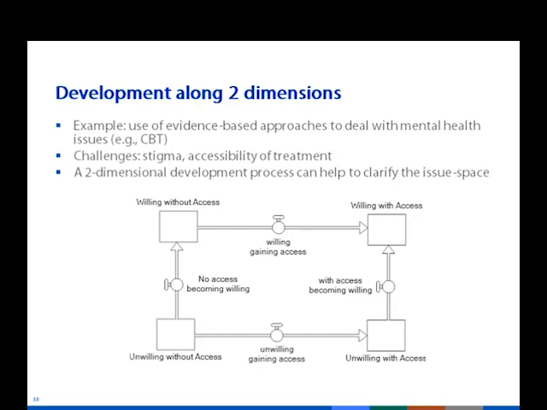The map here depicts a population in 4 stocks arrayed along 2 dimensions. At the bottom of the map is the portion of the population that is unwilling to use evidence-based approaches. On the left is the portion without access, and on the right is the portion with access. The top of the map reflects access dynamics for those who are willing to use evidence-based treatment.